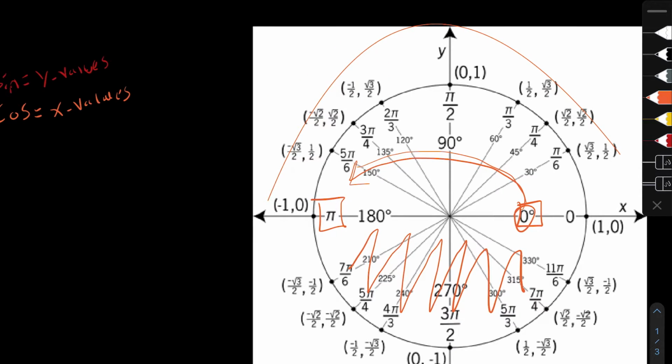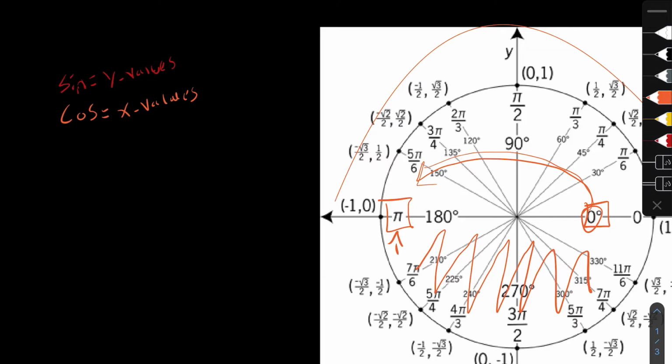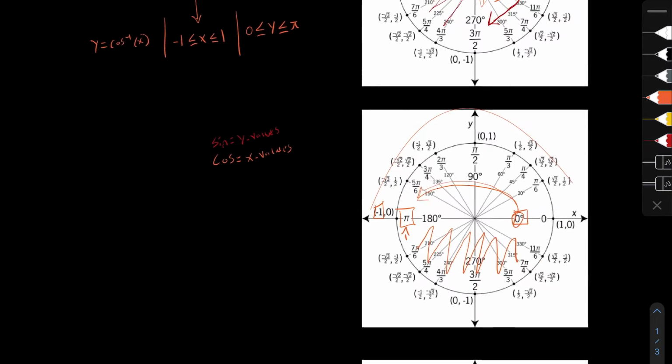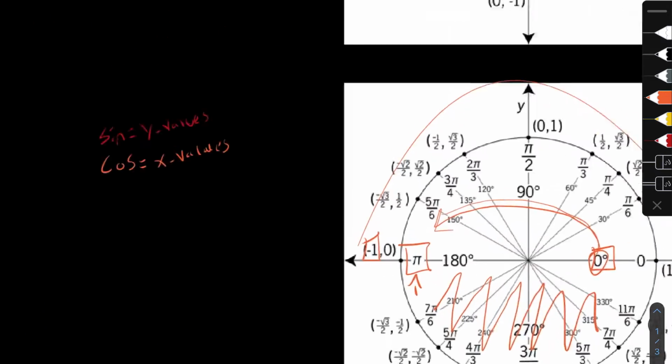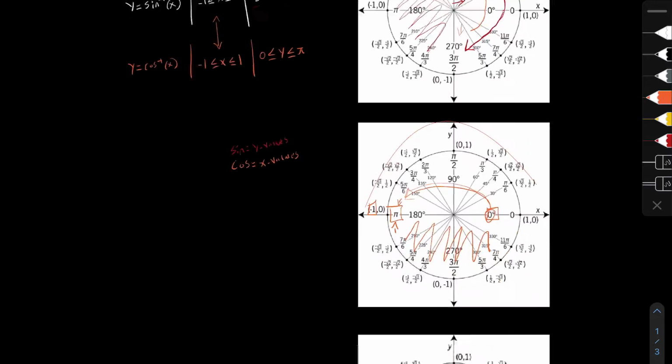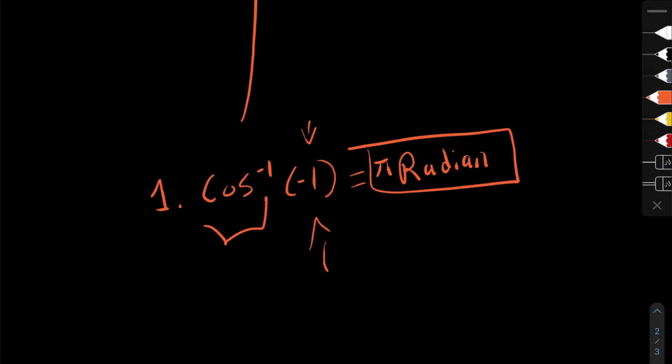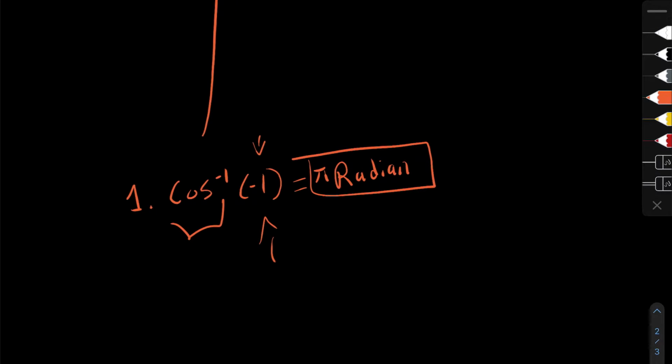So we can see that at pi, it is -1 for the x value. And that -1 is within our range because we can go from 0 to pi. So since we are in our range, we can say that at pi radians is where our answer will be, or that would be our angle. In this scenario, we have radians, so our answer for number 1 is pi radians.